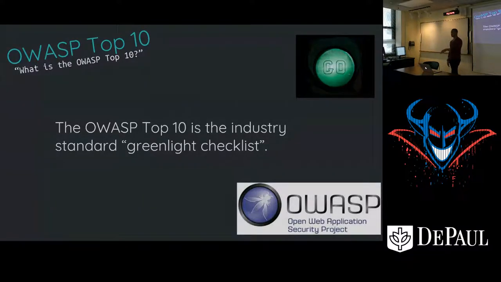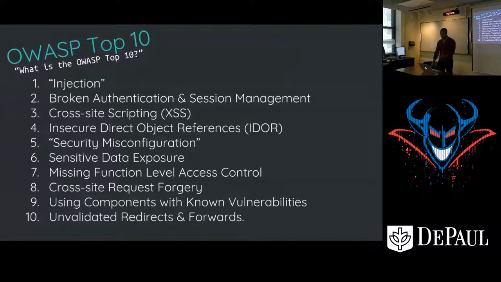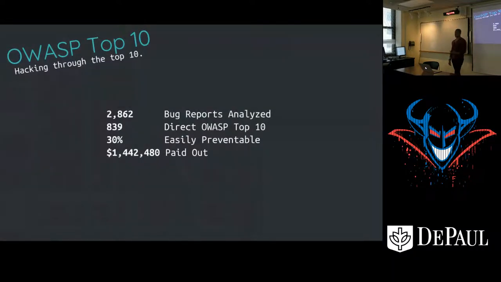So again, I'm not going to read all these to you because I'm sure you have seen it before. But again, using components with known vulnerabilities, a little vague. Sensitive data exposure, definitely vague, could mean a lot of different things. Security misconfiguration, again. So, I did some metrics for you.